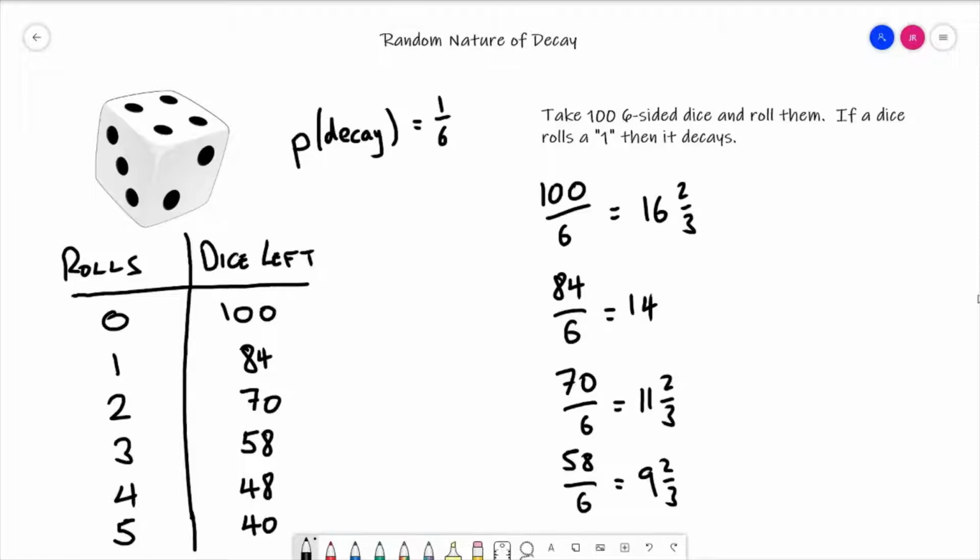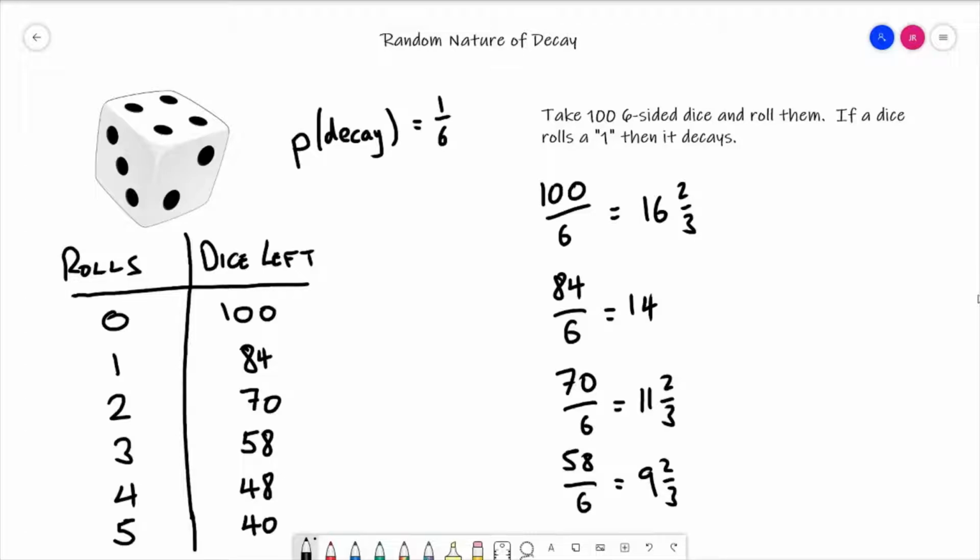Alternatively, if we took more dice, not just 100, we could take 1,000. You could even use a computer to program it so that we could imagine 1,000,000 dice all being rolled at once. Then the way that probability works is, on average, we are going to end up with a sixth of them decaying every time we roll them.